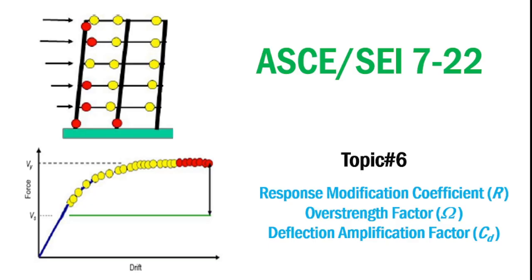So we are making a lot of progress. Today we are at topic number 6. Here we'll address in detail the very important seismic design parameters: response modification coefficient capital R, overstrength factor omega, and deflection amplification factor Cd. So let us get into the details.